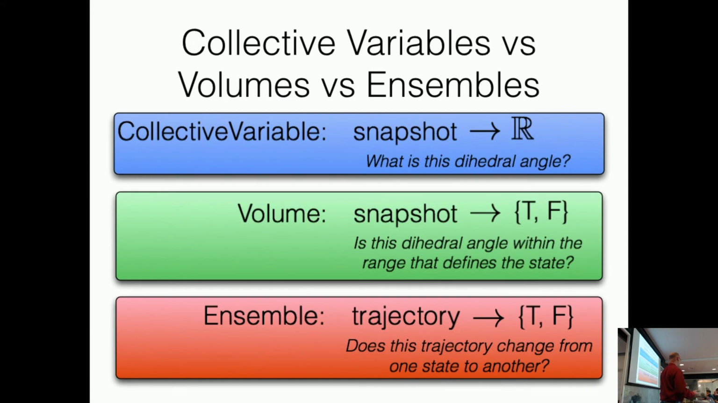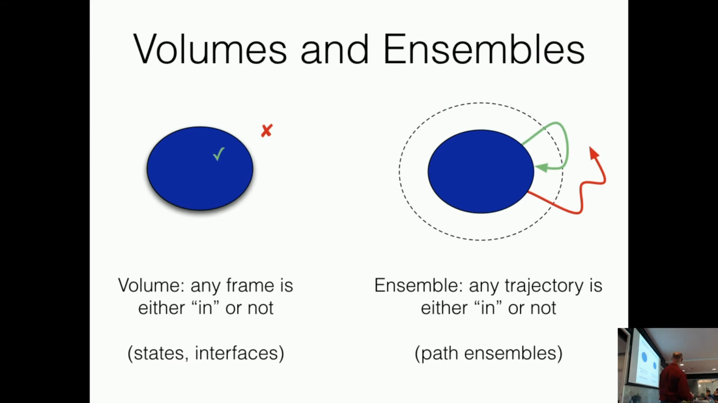So just to say this again with pictures, especially the last two: a volume, any frame is either in the volume or out of the volume. An ensemble is about a trajectory. A trajectory is either in the ensemble or out of it. That's the case for path ensembles.